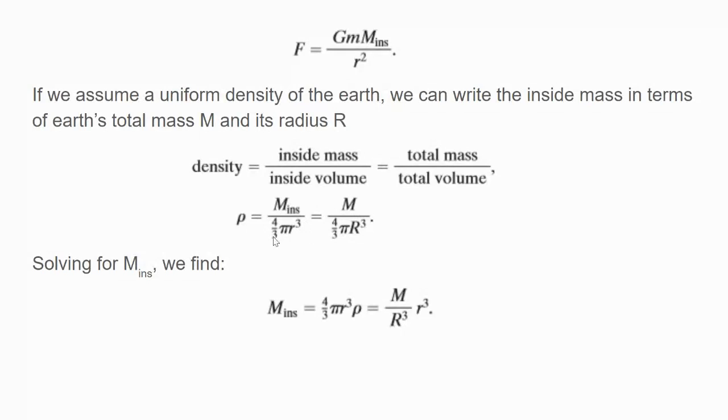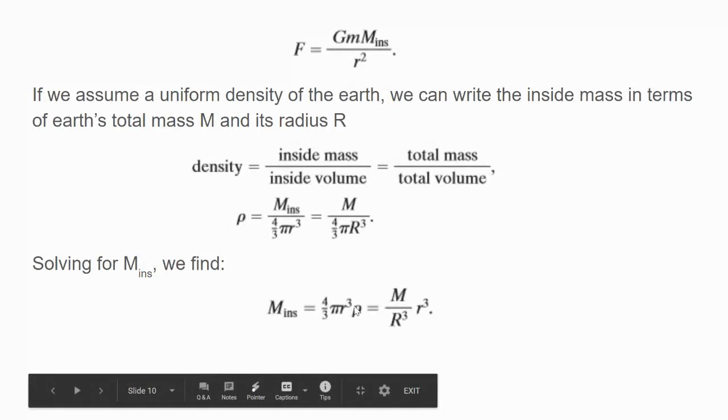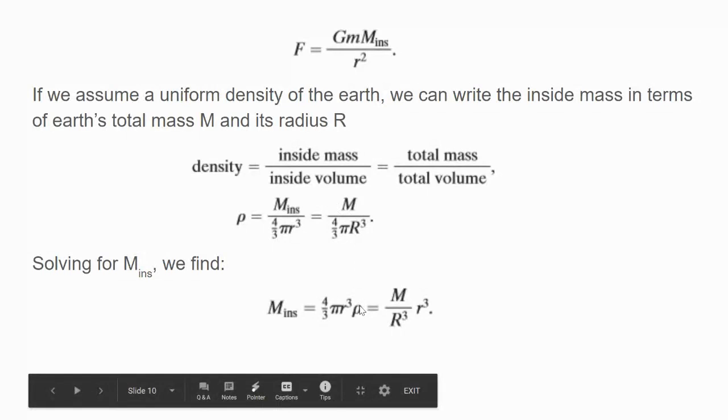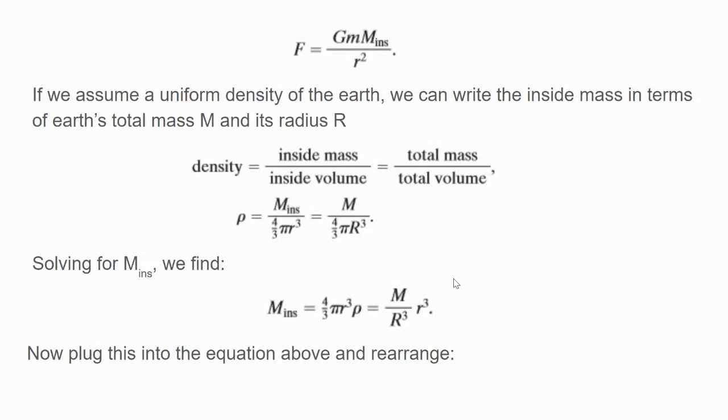I just multiplied this right here by rho. So we get 4/3 pi little r cubed times rho. Rho, of course, is also equal to this whole thing here. So plugging this whole thing in for our density term, we end up canceling some stuff out, and we get big M, the total mass of the Earth, divided by big R cubed, which again is the total radius of the Earth, times little r cubed.